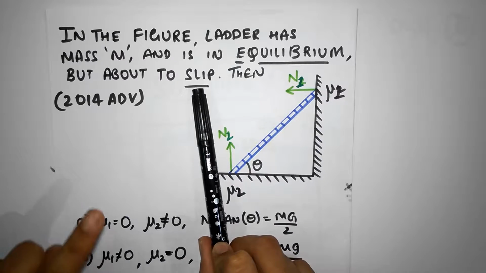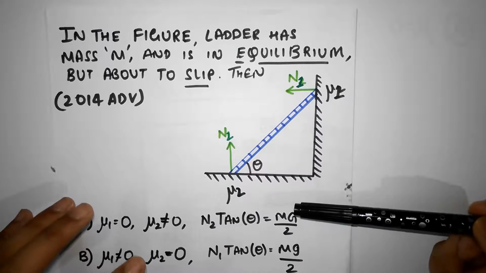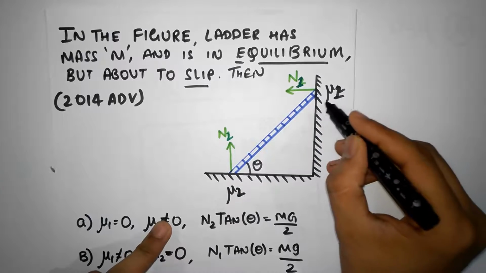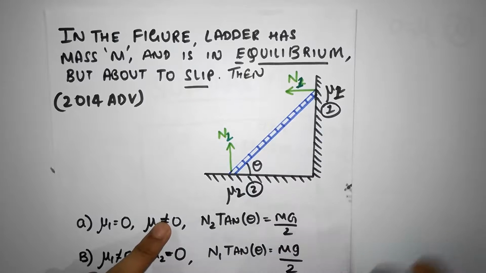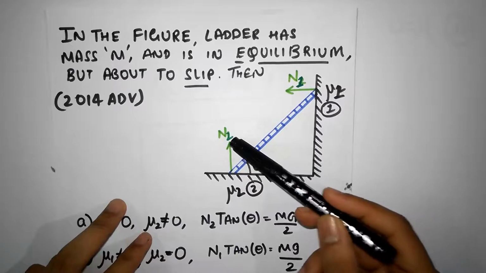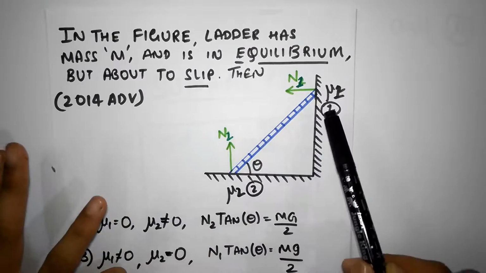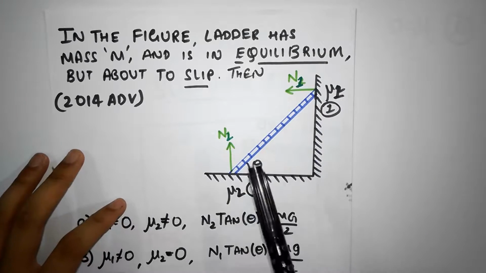Think about it for a while. Why do you think they would say it's about to slip? It's actually given to help us. And the reason, this is mu1, okay, this is 1. I messed up the numbers earlier. This is 2, okay. So this is mu1, N1, this is mu2 and N2. Anyways, they have given that it's about to slip, and the reason they would do that is because the frictional forces would be maximum when it's about to slip.